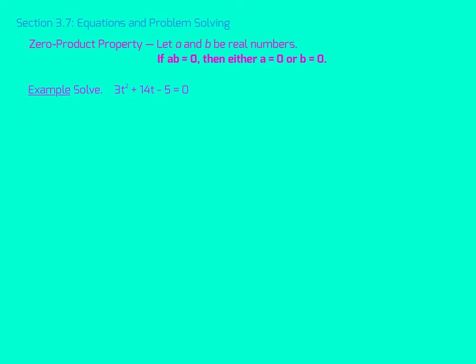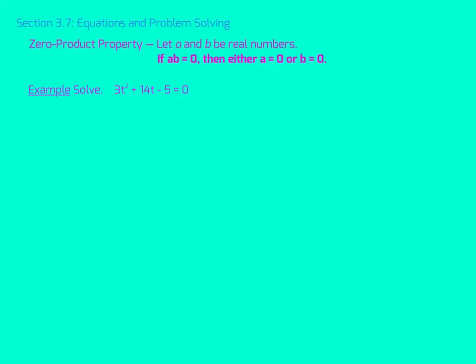I want you to solve for t in this equation: 3t squared plus 14t minus 5 equals 0. Now the first thing you should think of is, hey, I could use the zero product property. In fact, I already have 0 on one side of the equal sign alone, so as long as I can rewrite the left-hand side as a product, then I can use the zero product property.